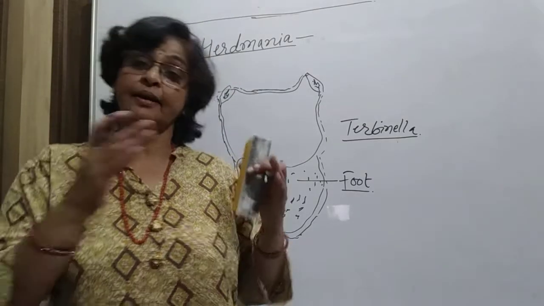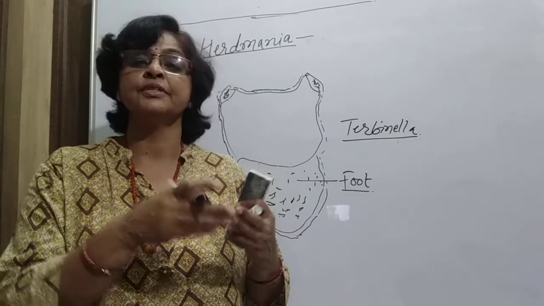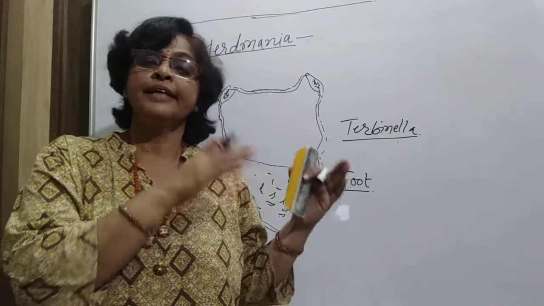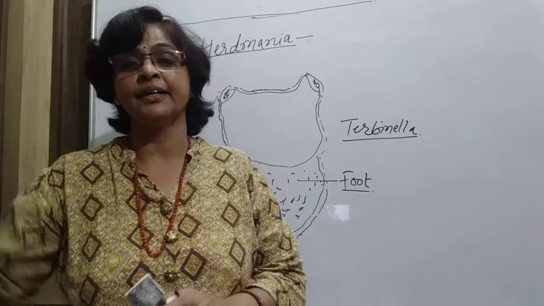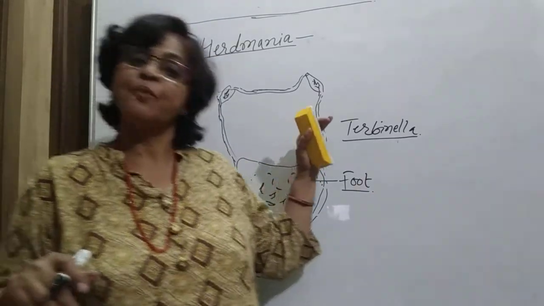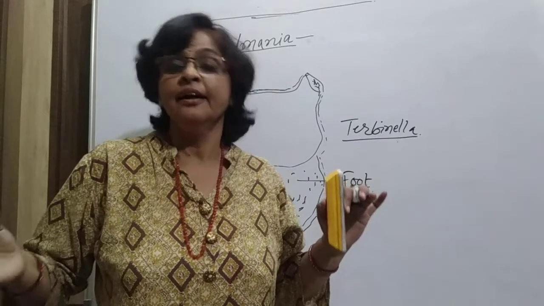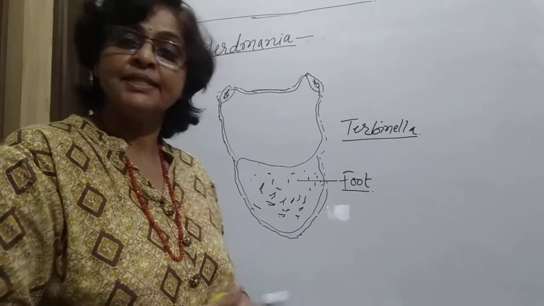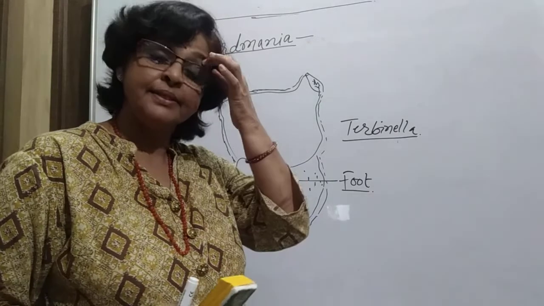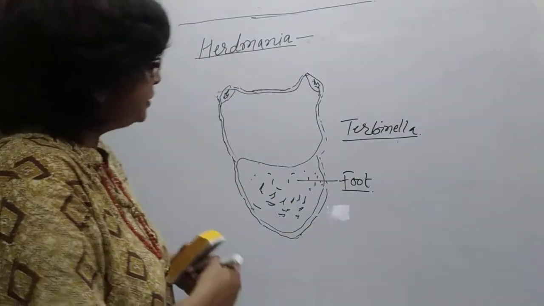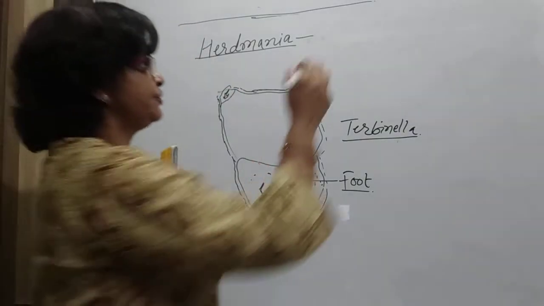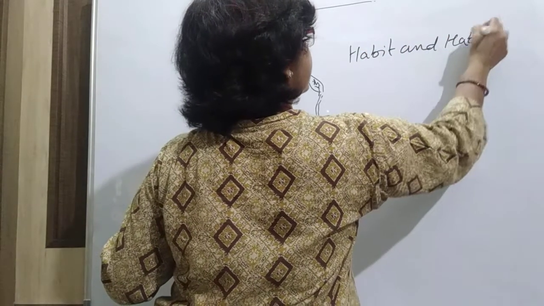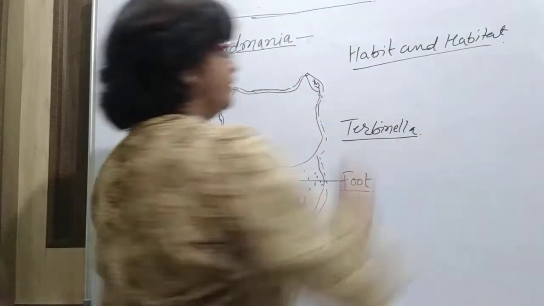Because gastropods are moving, free-swimming animals, this gastropod takes the animal from one place to another, and in turn the Herdmania protects the gastropod from enemies. This type of relationship is known as commensalism. We also study commensalism and symbiosis in ecology. So this is the habit and habitat, the first heading of our topic.